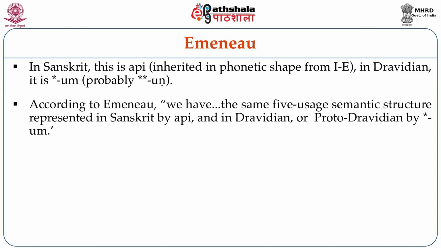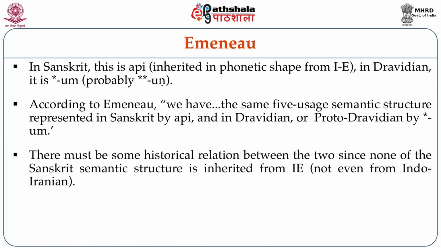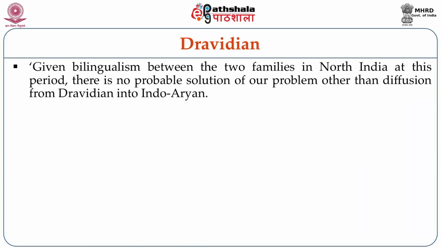According to MNO, we have the same five-usage semantic structure represented in Sanskrit by api and in Dravidian or Proto-Dravidian by um. There must be some historical relation between the two, since none of the Sanskrit semantic structure was inherited from Indo-European, not even from Indo-Iranian. Given bilingualism between the two families in North India at this period, there is no probable solution for our problem other than diffusion from Dravidian into Indo-Aryan.